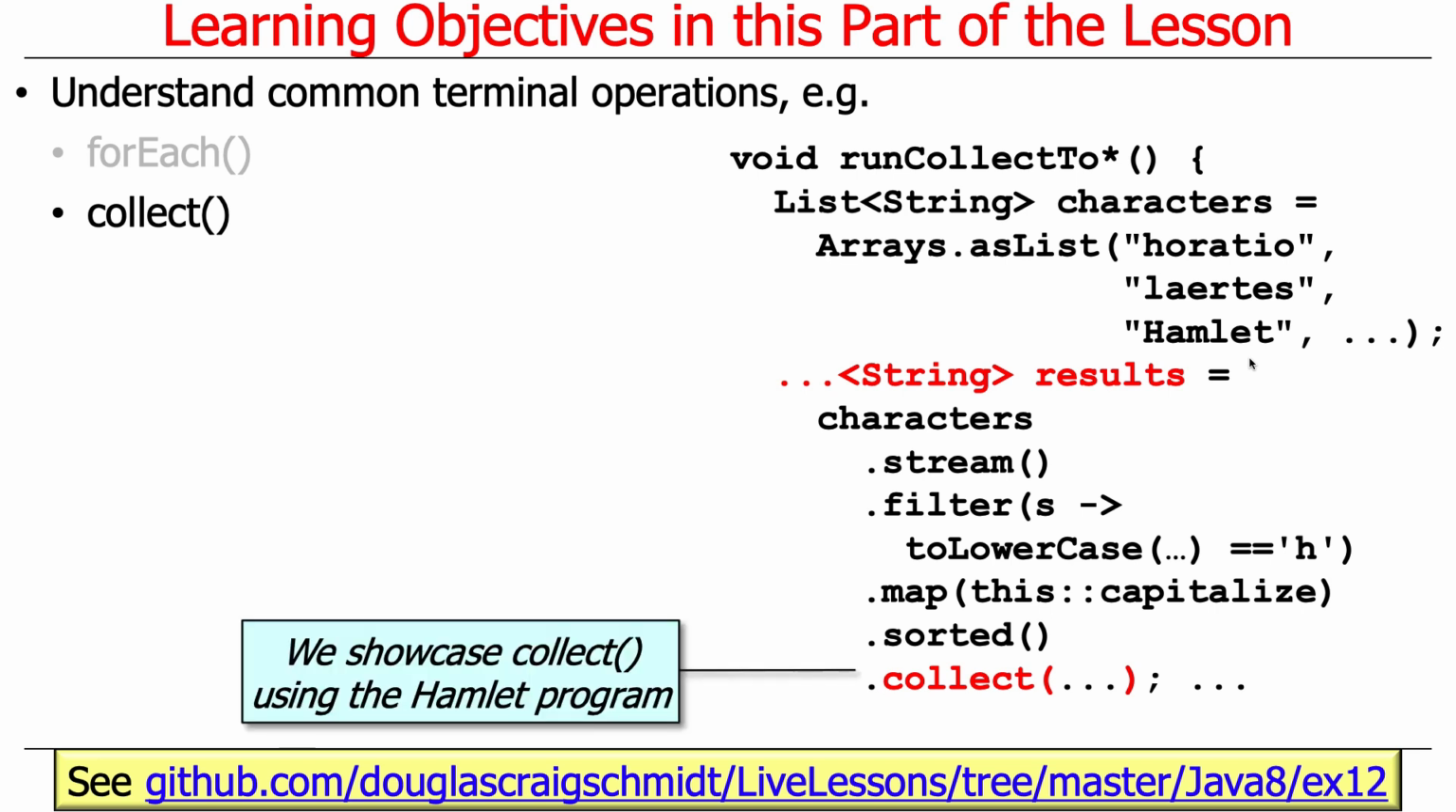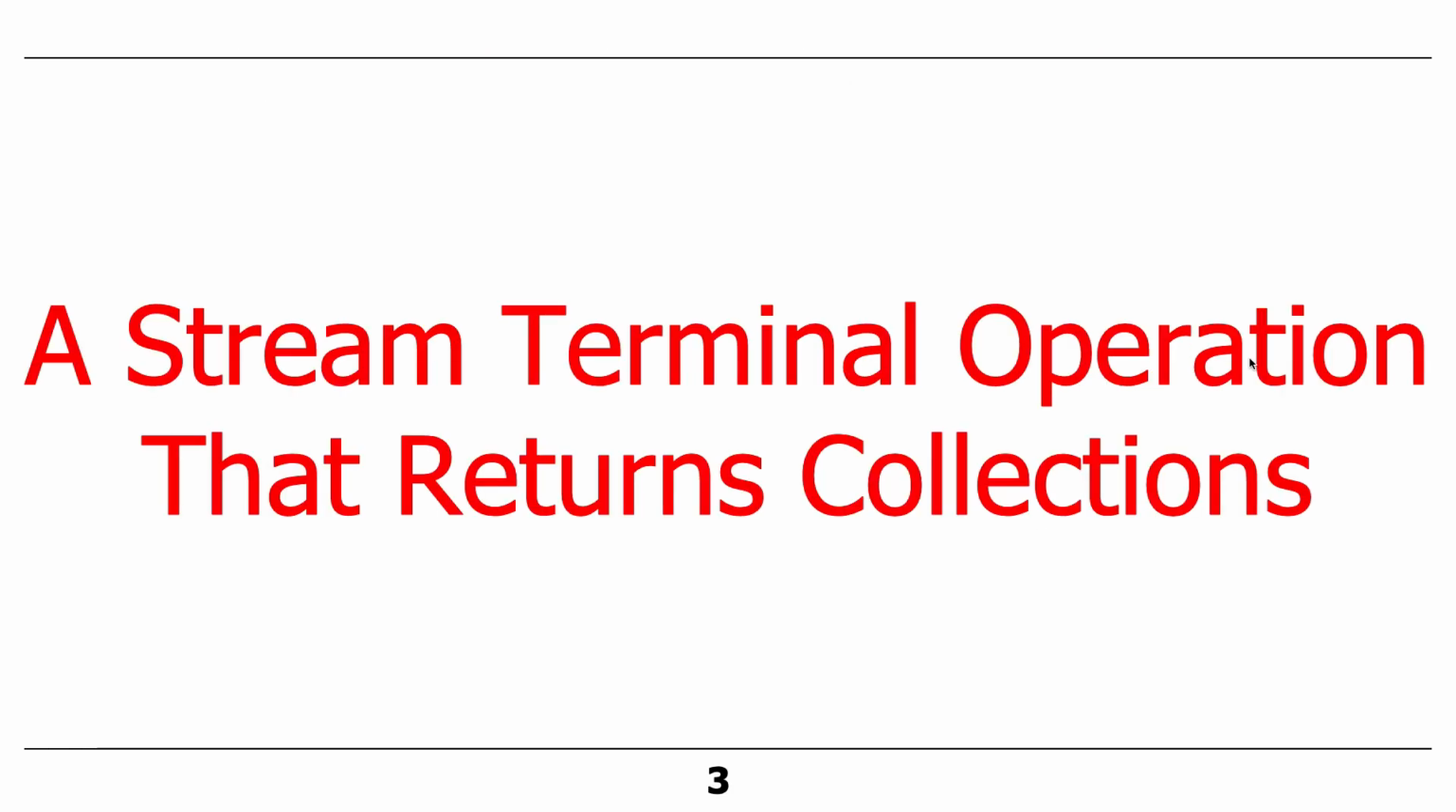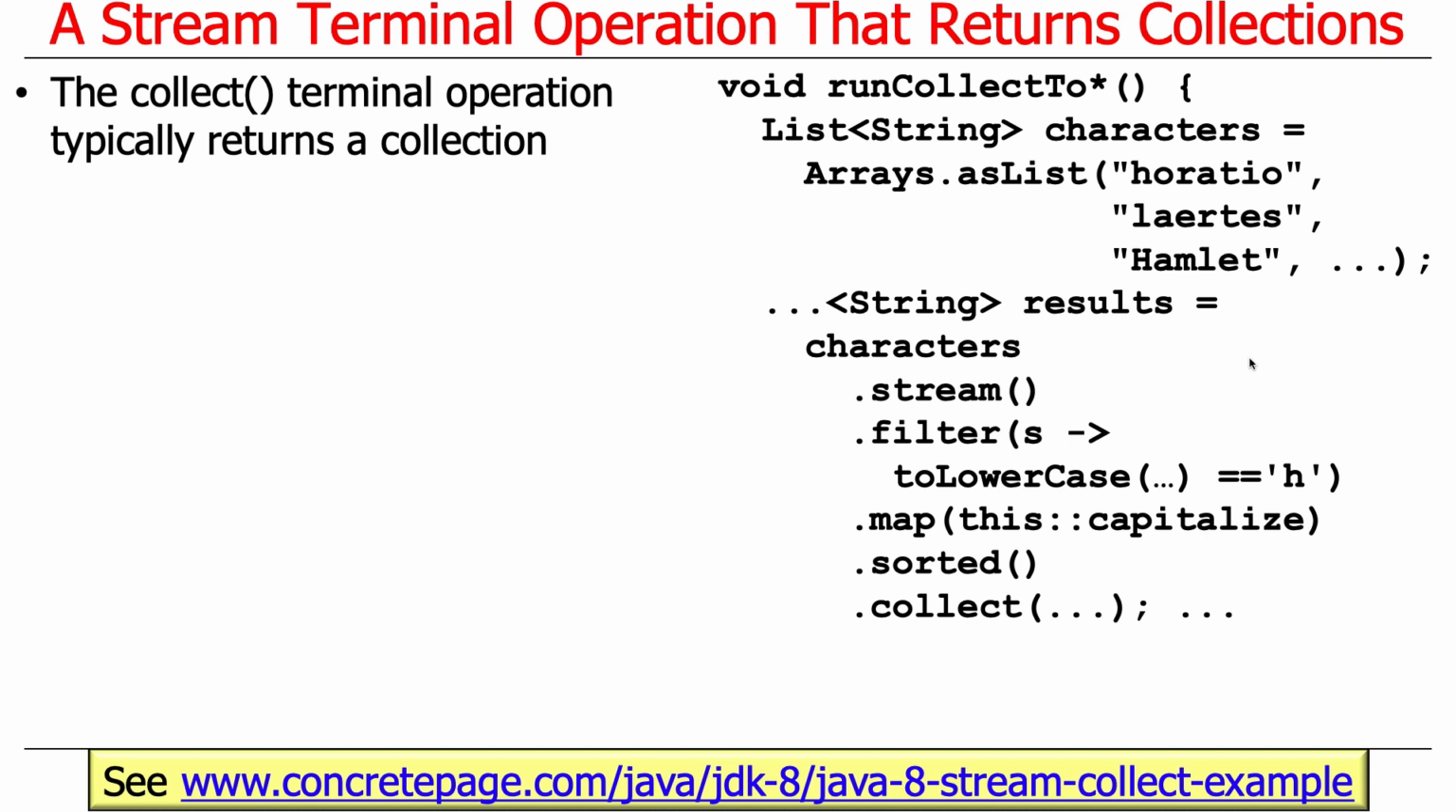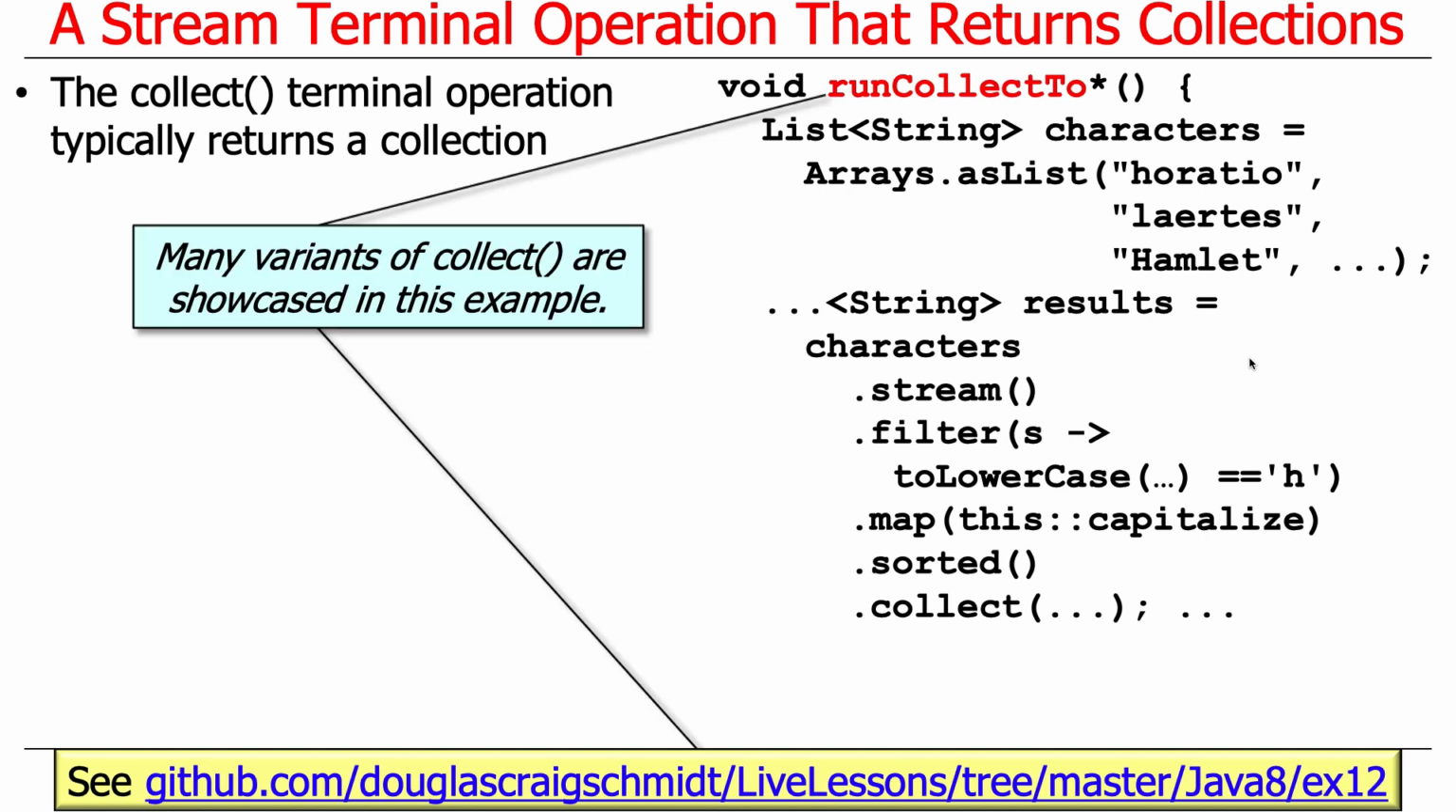So again, we'll use the Hamlet program for this. And we're going to show a bunch of different ways to collect the results into some collection at the end of the stream. So let's talk about the class of terminal operations that return collections, which is what collect does. So collect is a terminal operation that typically returns a collection. There's some other things you can do with collect as well, but it's most commonly used to return collections.